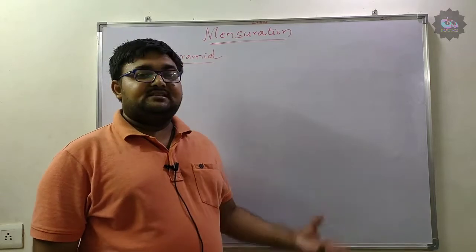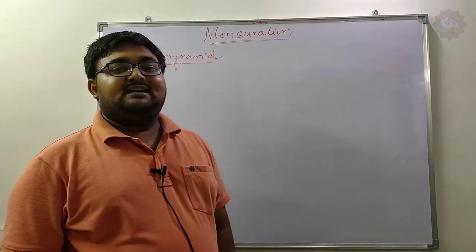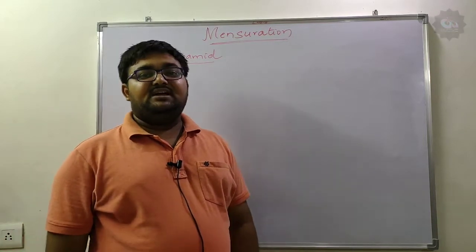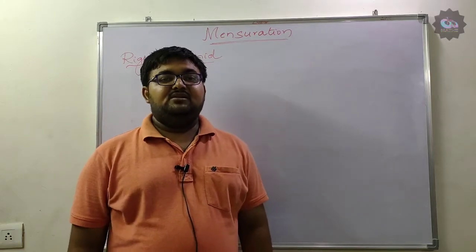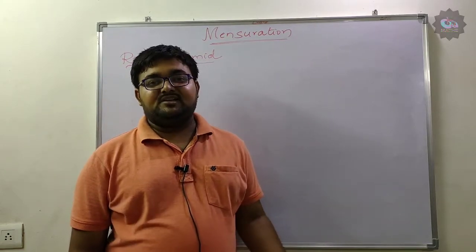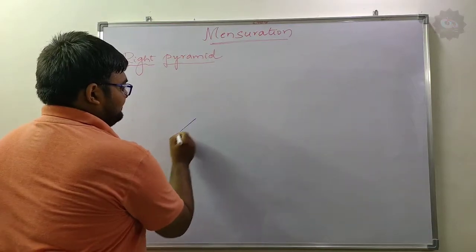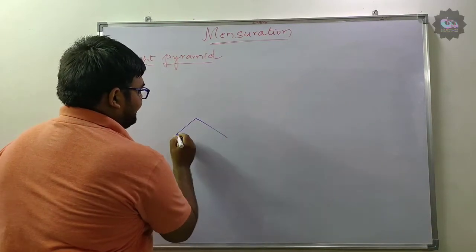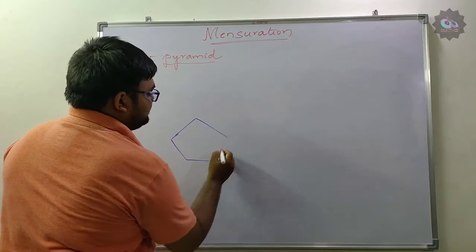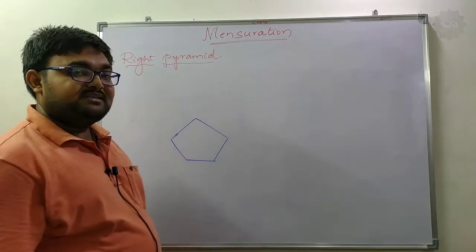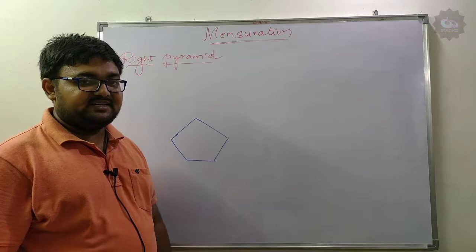Now to illustrate the lateral surface area, total surface area and volume of the pyramid, I am going to consider one particular pyramid, right? So let that pyramid be a pentagonal pyramid. Why I am calling it a pentagonal pyramid is because its base has 5 sides.